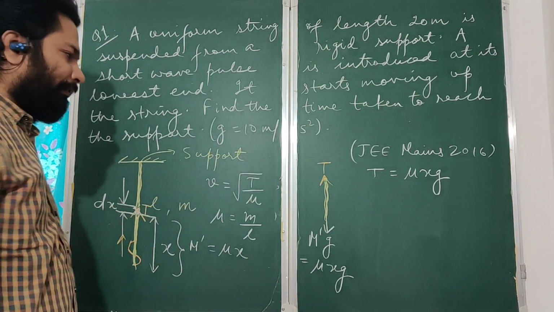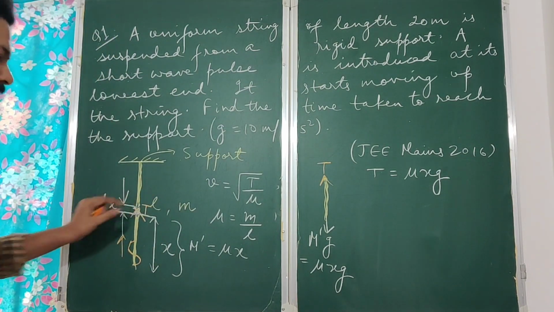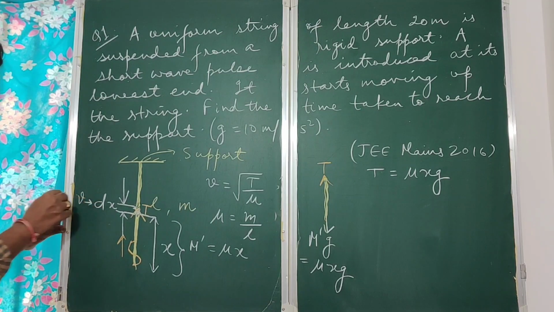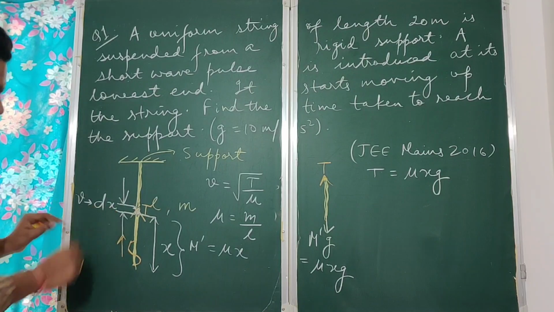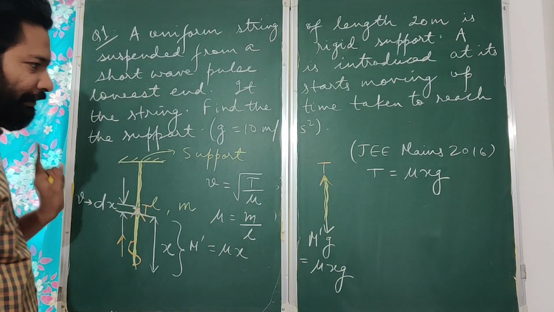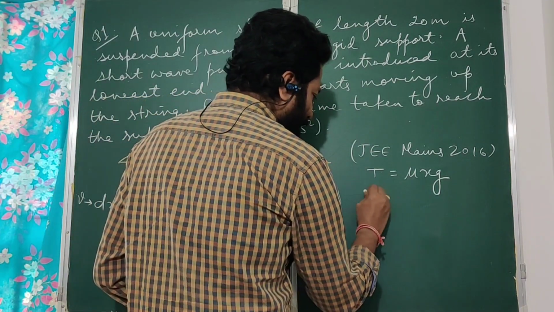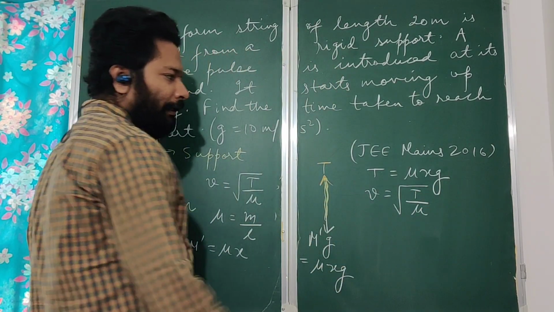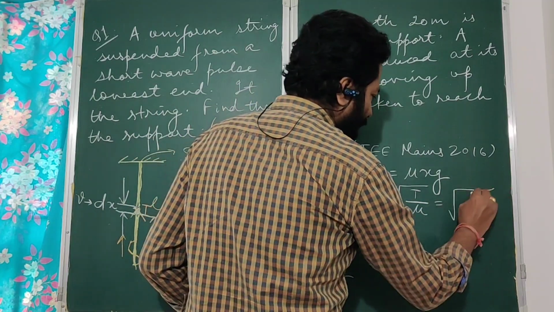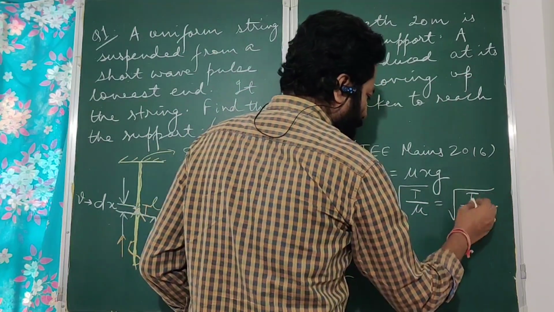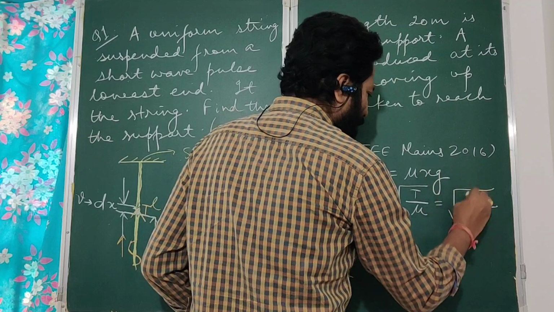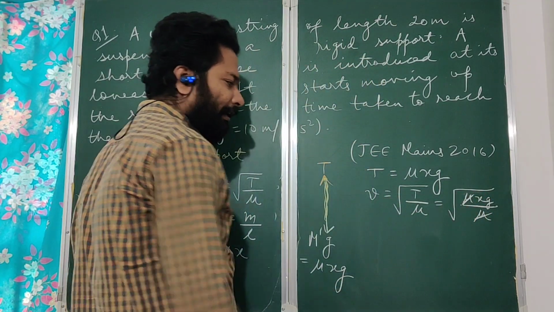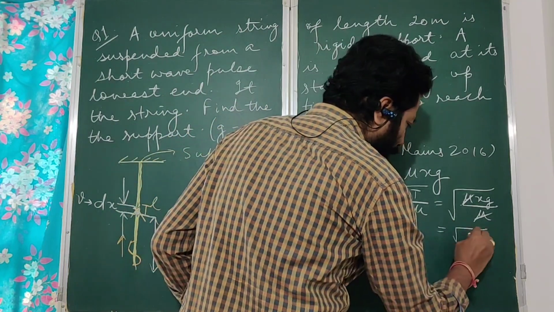So what is the velocity for this small part? Let us say the velocity is v. In this elementary part dx, let us say the wave is traveling with velocity v. So we can write v is equal to root of T by mu, and T we can write as mu x g divided by mu. Mu and mu get cancelled, and what do we get here? Root of gx.